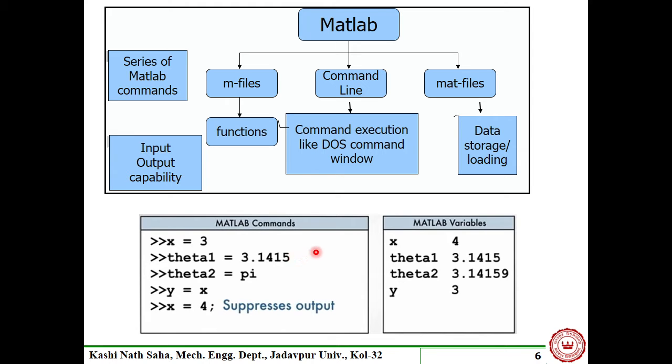X equal to 3, why is this x equal to 4? I do not know what happened. This should be 3. The output should be 3. The MATLAB variable that will be generated in the MATLAB environment will have a variable x and its current value would be 3.